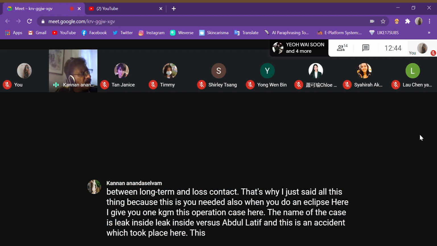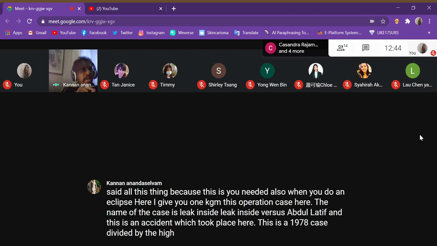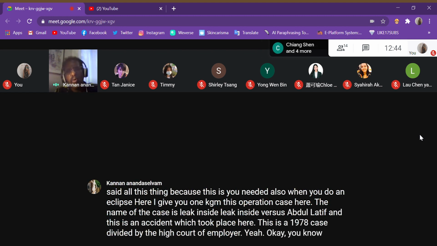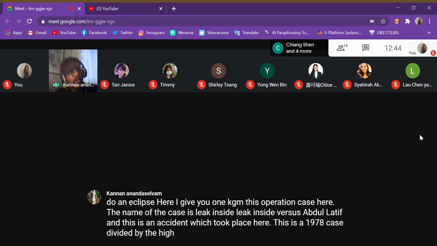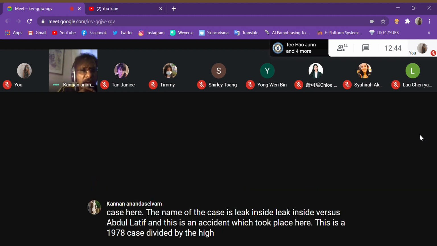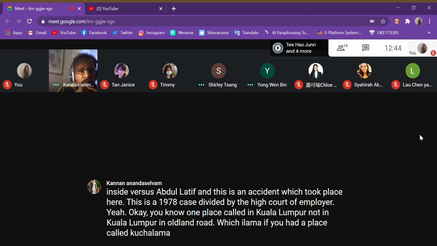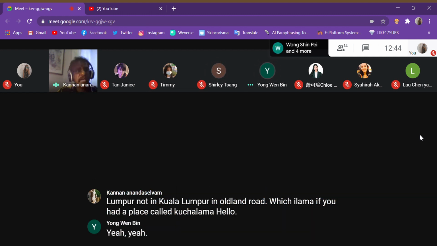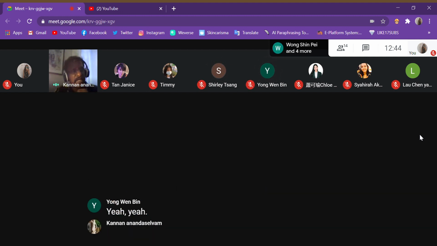This is a 1978 case decided by the High Court of Kuala Lumpur, if I'm not mistaken. The place is in Old Klang Road, Kuchai Lama. Have you heard of a place called Kuchai Lama? Yeah, heard before. Kuchai Lama, this accident.